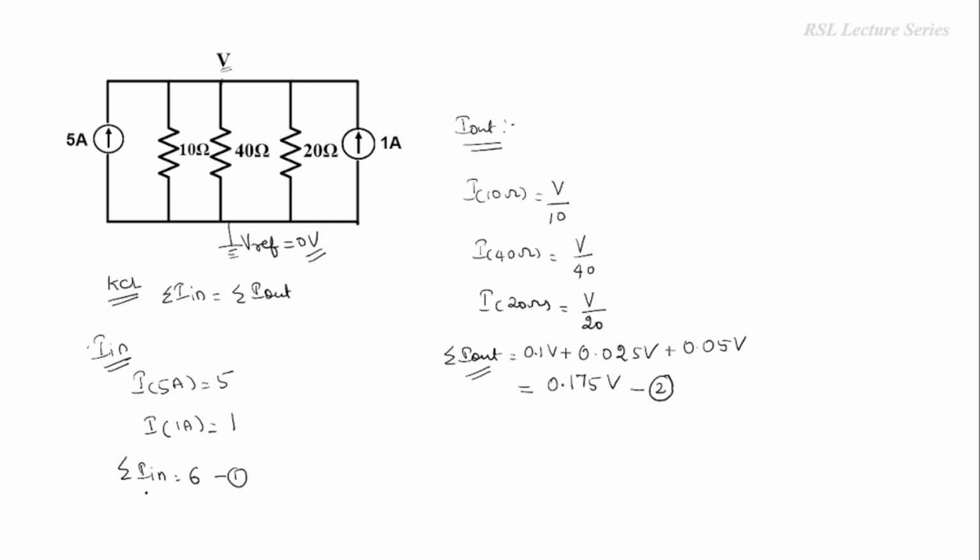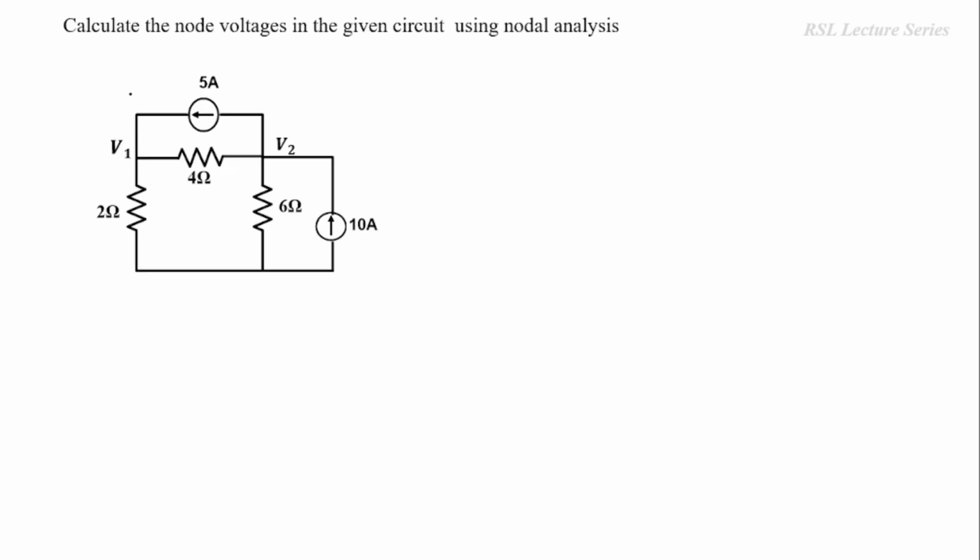So already we have found out the incoming current. By Kirchhoff's current law, we have to equate both these: 1 equal to 2 or 2 equal to 1. The sum of the outgoing currents is equal to the sum of the incoming currents. So V is given by 6 divided by 0.175. So this will be equal to 34.285 volts. Next we will solve one more problem.